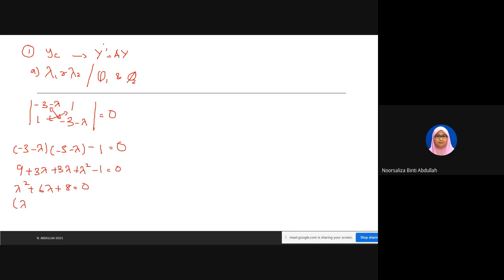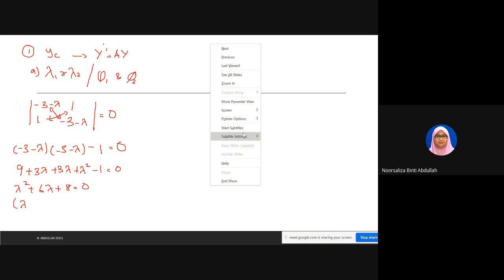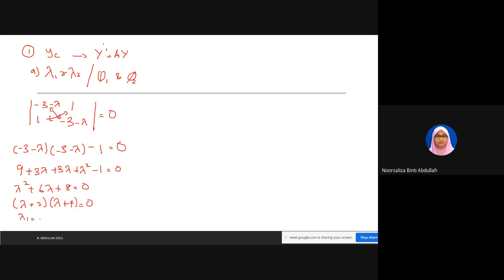Then you can get your lambda. So you have lambda plus 2, lambda plus 4 equals 0. Then your lambda 1 equals minus 2, and lambda 2 equals minus 4. Up to this lambda, do you understand? Understand. Okay, now you already have the eigenvalue lambda.